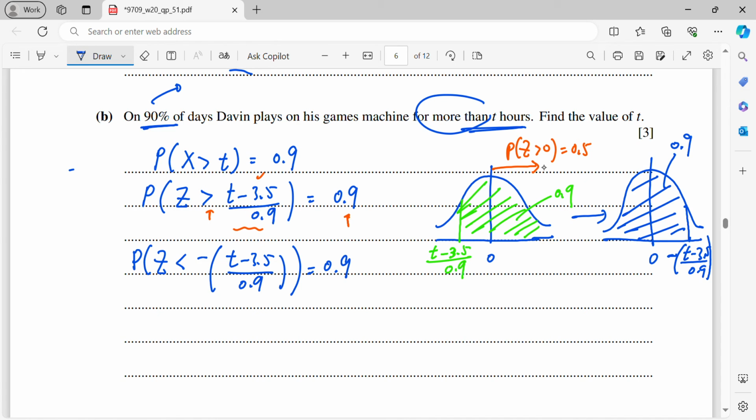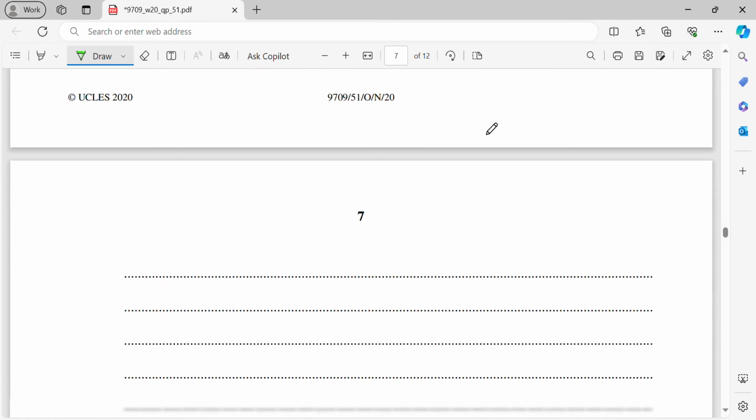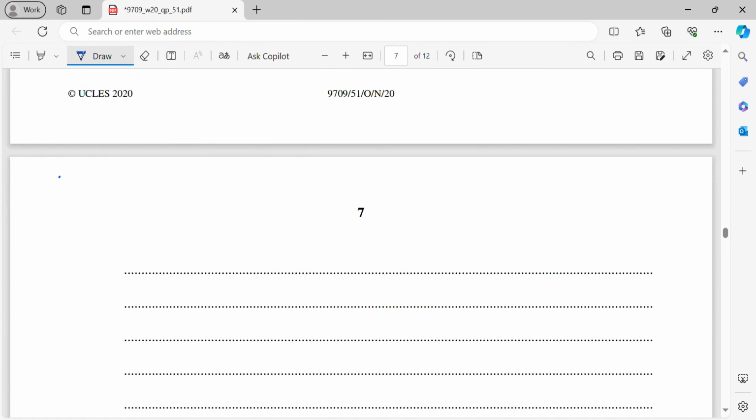Okay, then from here I will just read the table because it is already on the right side. So from table, P(Z < 1.282) equals 0.9. Then now you just compare. Okay, so when you compare, obviously this whole value is 1.282. So I will continue on next page. So that means negative of t minus 3.5 over 0.9 is 1.282.